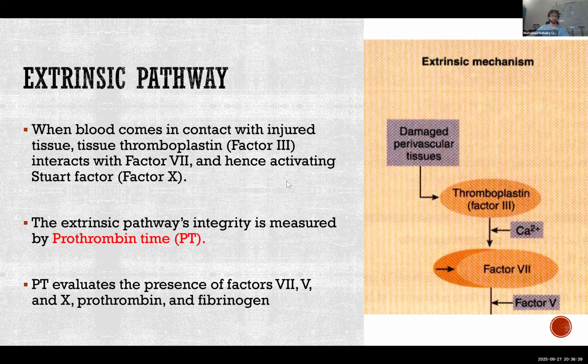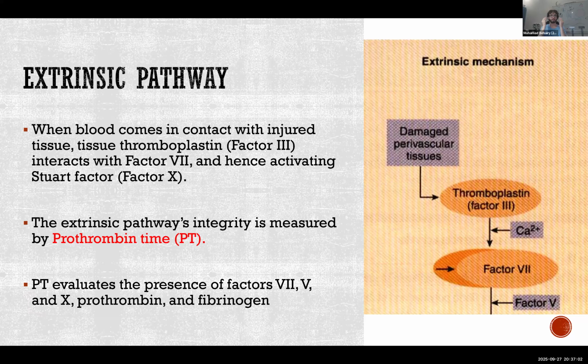Tissue factor and 7? Yes, 3 and 7. Absolutely. Other than that, by the way, in the intrinsic or extrinsic pathway, if there is a problem, even the common pathway factors will be affected. But 10 too, yes, as you see here, 10 and 5, because factor 5 and factor 10 are part of the common pathway.